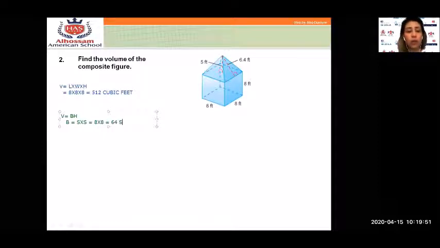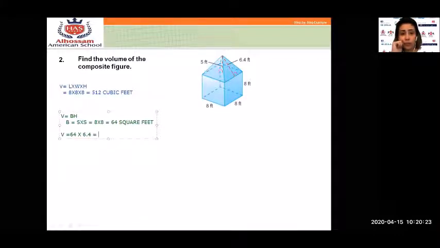Square feet, right? Yes. And what about the height of the pyramid? It's 6.4. Yes, 6.4. Don't get confused, guys. 6.4 is the height of the pyramid itself. So at the end, V, which is the volume of the square pyramid, equals B, which is 64, times 6.4 equals what?